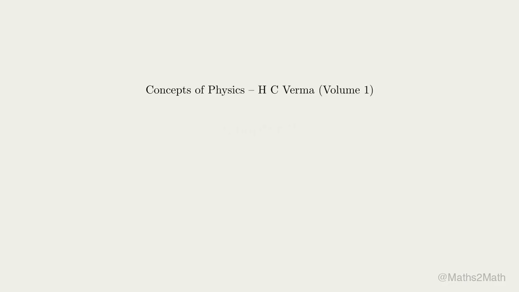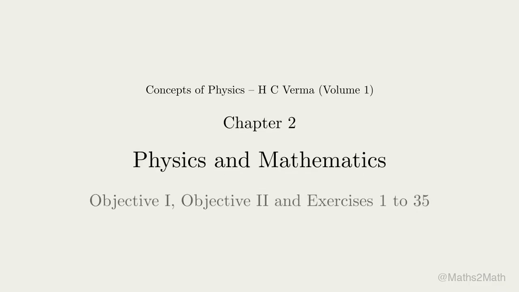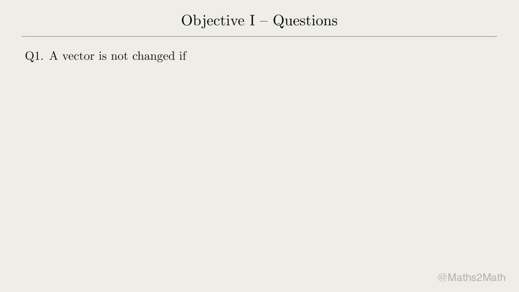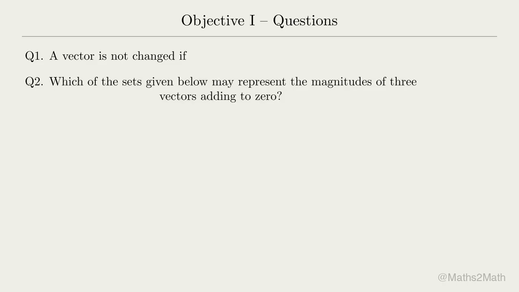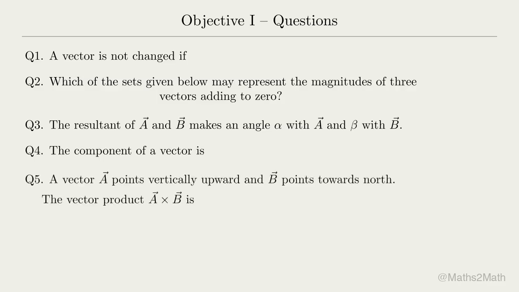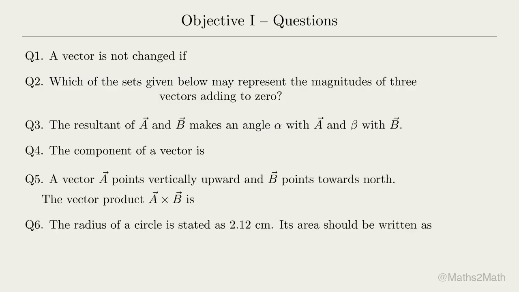In this video, we are solving the complete Chapter 2, Physics and Mathematics, from Concepts of Physics by H C Verma, Volume 1, both objective sections and all 35 exercises. We begin with Objective 1, 6 multiple-choice questions on the basic nature of vectors. Here they are, exactly as in the book. Pause if you would like to attempt them first.